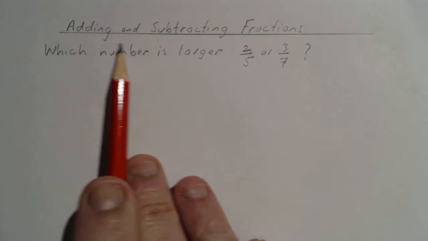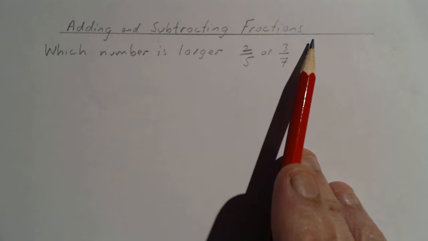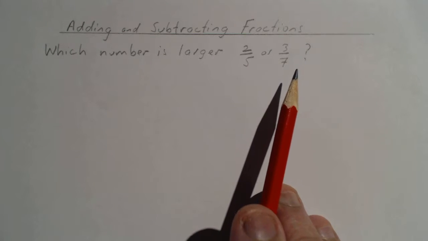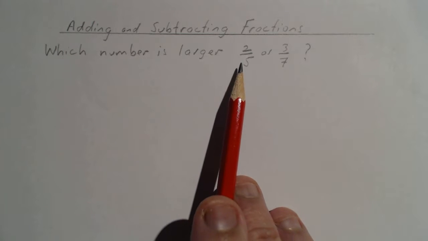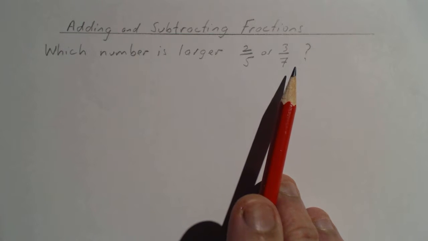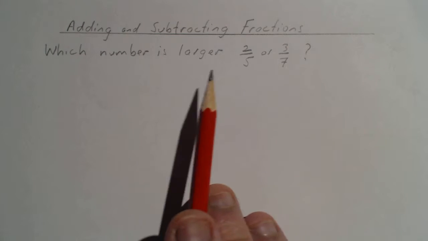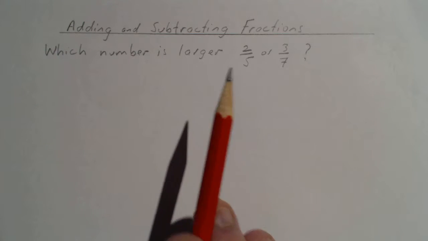Let's now look at adding and subtracting fractions. But before we do so, let's examine this problem here. Which number is larger, 2 over 5 or 3 over 7? Now, when you look immediately at these numbers, you can't tell which is smaller or larger.